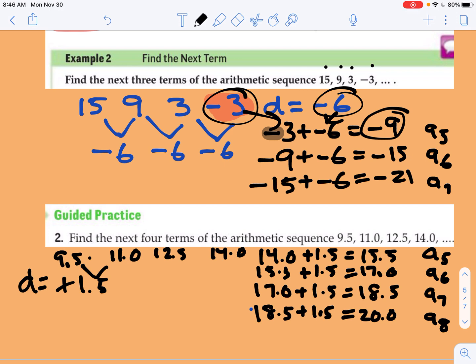Again, this is a pretty straightforward, easy skill. Just read the directions and go with your intuition on this one.